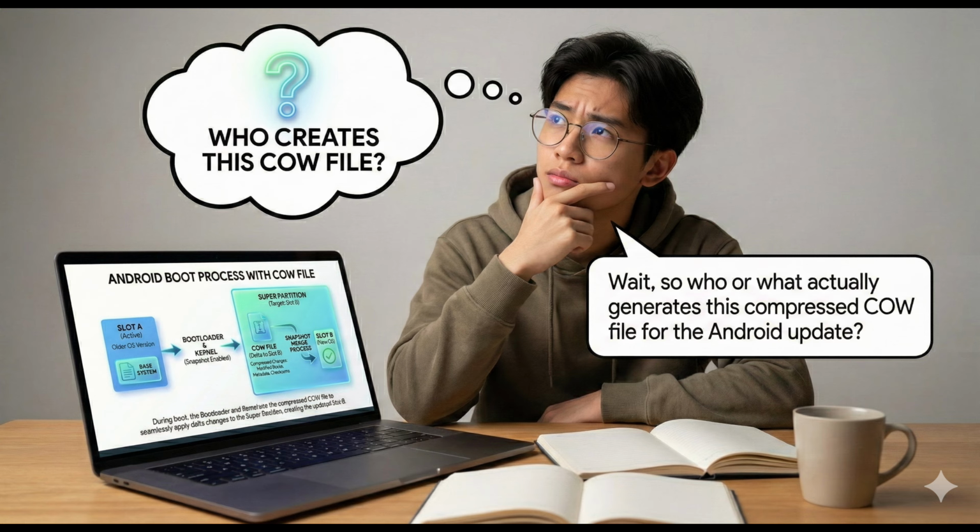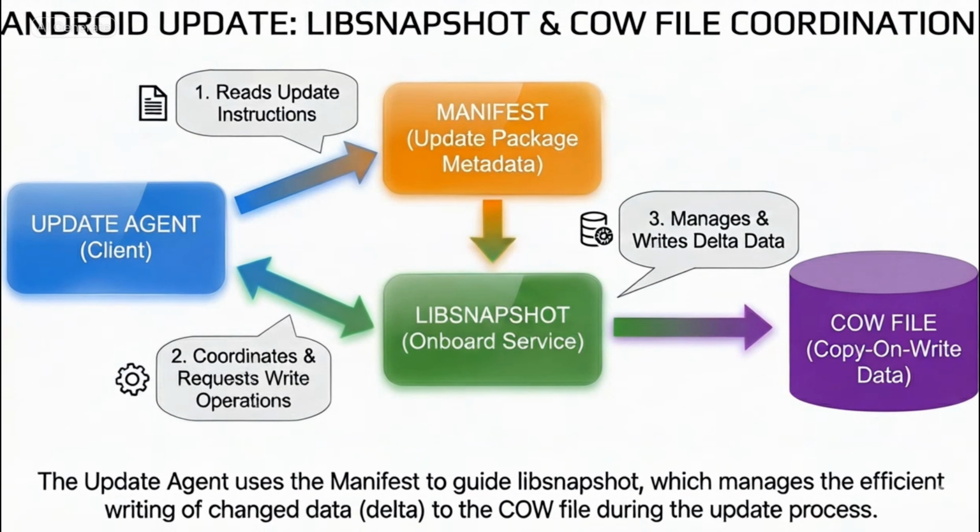So basically the difference is calculated during the build process outside of software update, right? By the manufacturer using OTA tools, so on and so forth to create the manifest. Remember the manifest that we talked about earlier. On the device, the update engine then reads the manifest. It coordinates with a component called lib snapshot to write the necessary data that's required into the cow file while the user is still using the phone.